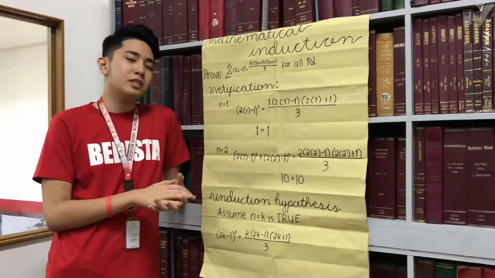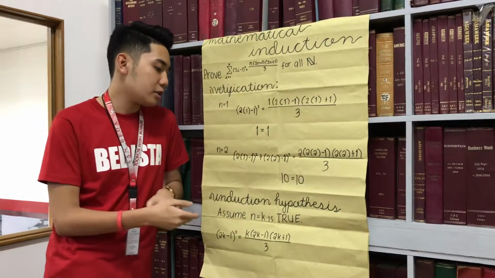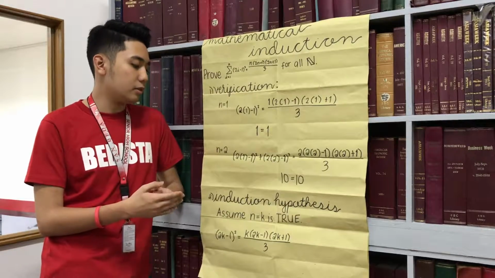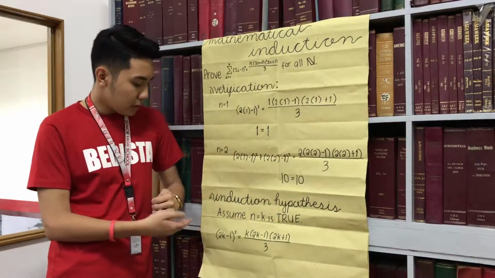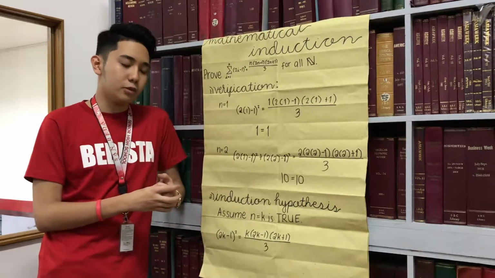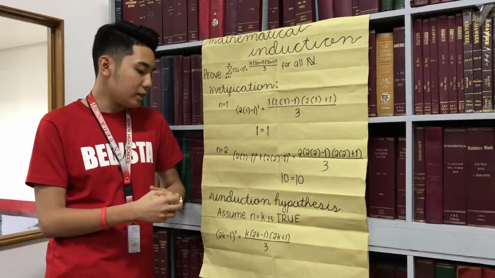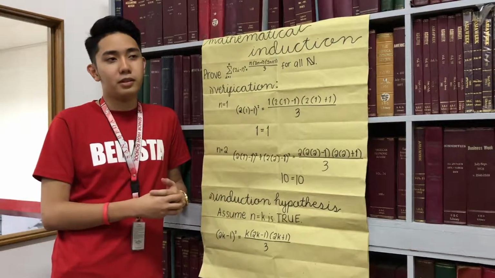There you go. The second step in proving mathematical induction is called the induction hypothesis. In this step, you will just assume n equals k is true. So this will result in the quantity of 2k minus 1 raised to 2 is equal to k times the quantity of 2k minus 1 times the quantity of 2k plus 1 all over 3.